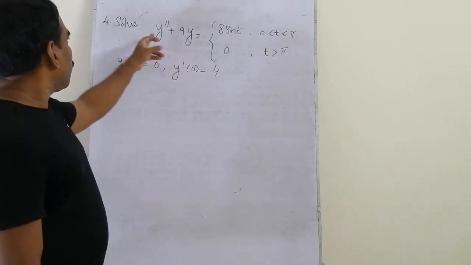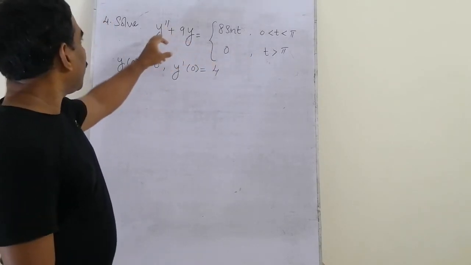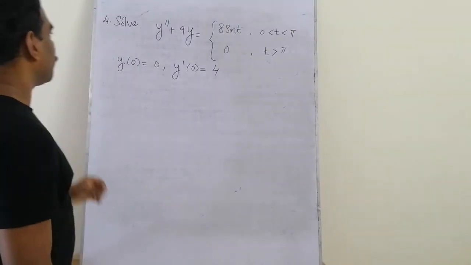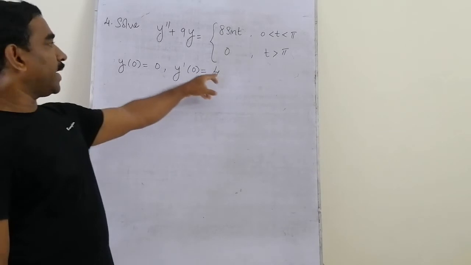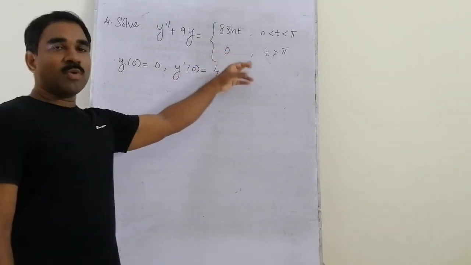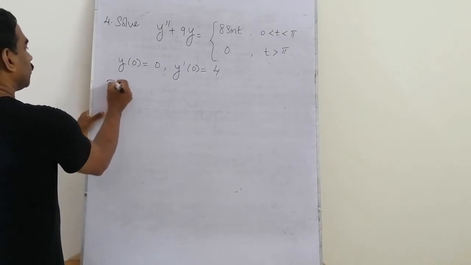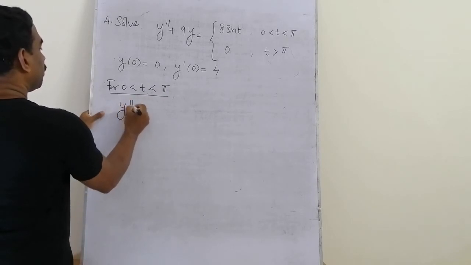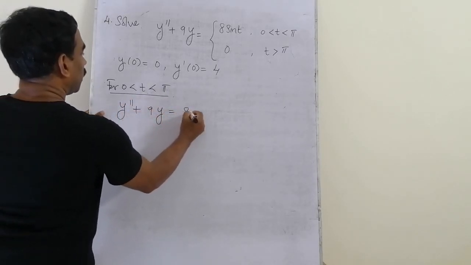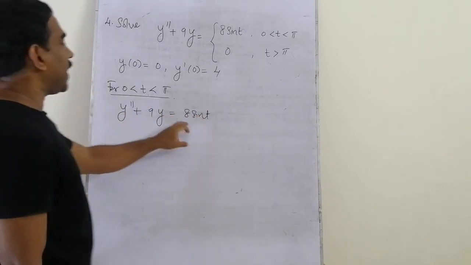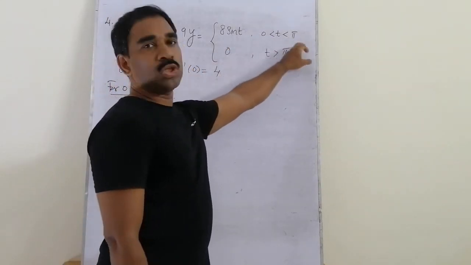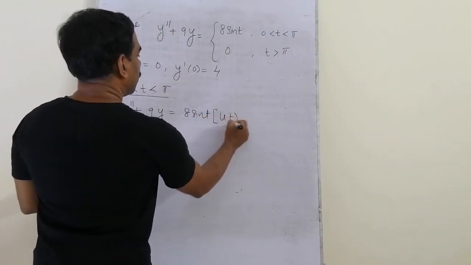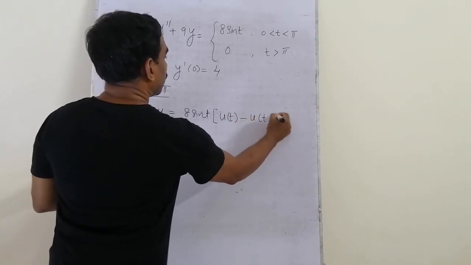Next, consider an initial value problem with a discontinuous input function: y double dash plus 9y is equal to 8 sin t for 0 to pi and 0 for t greater than pi, with the conditions y of 0 is equal to 0 and y dash 0 is equal to 4. We can solve this problem in two steps. For the first range, for 0 less than t less than pi, the differential equation y double dash plus 9y has the output 8 sin t, but this 8 sin t is restricted to the interval 0 to pi, and that restricted function can be obtained by the difference of two unit step functions, that is u(t) minus u(t minus pi).